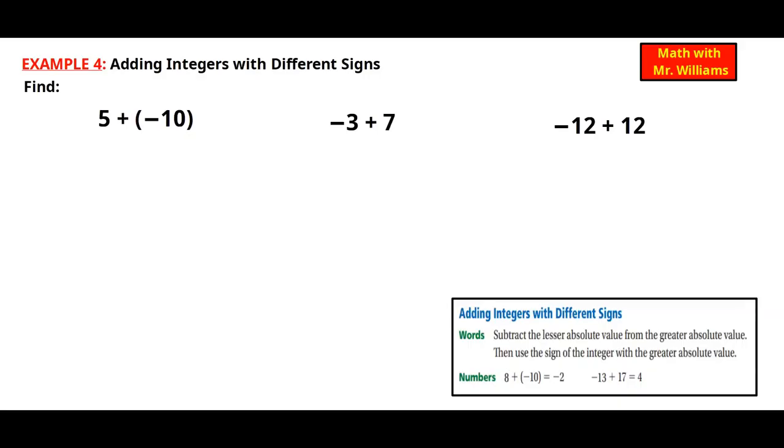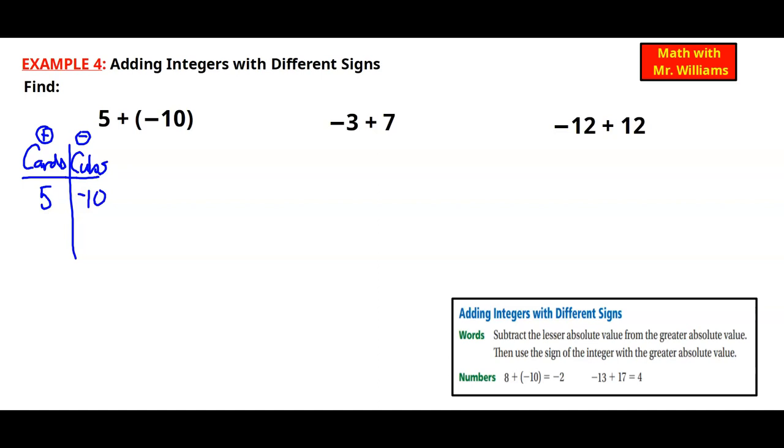Math with Mr. Williams, example 4, adding integers with different signs. Okay, so our first one we have 5 plus a -10. And so we know when we're dealing with this, we're basically asking ourselves, what do we have more of? So in this case, if we're playing the Cards and the Cubs still, Cards being the positive and the Cubs being the negative numbers, we have the Cards scored 5 and the Cubs scored 10. So what do we have more of? Who won this game? Well, the Cubs won.